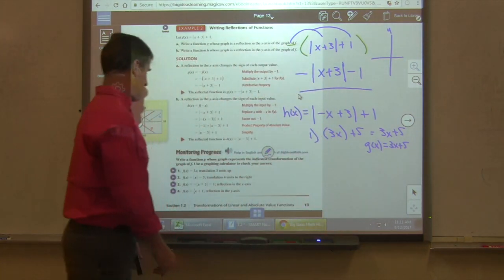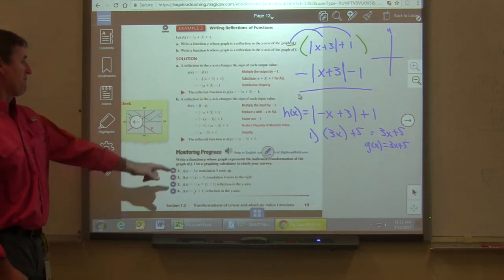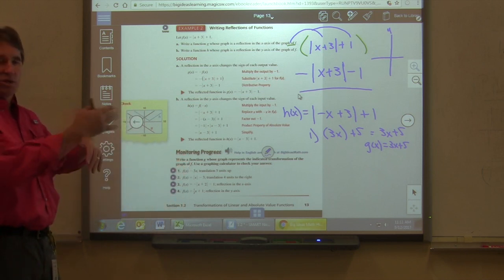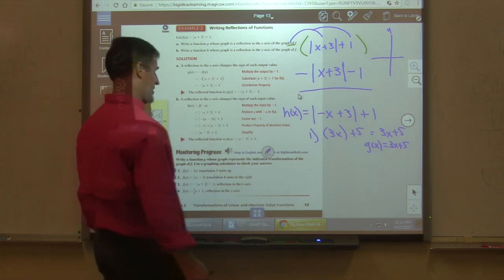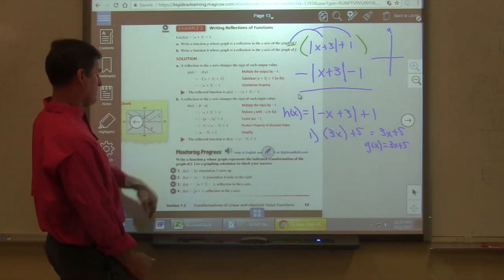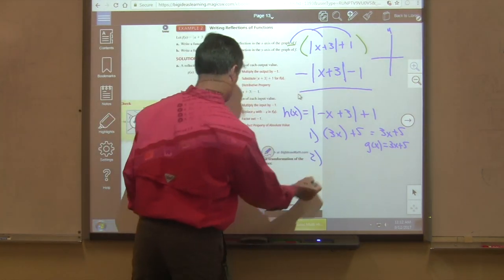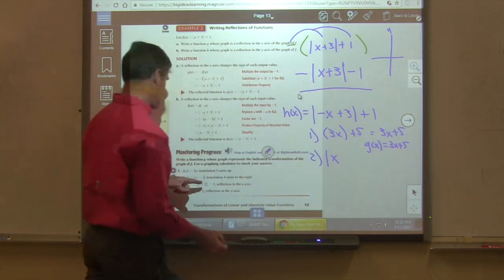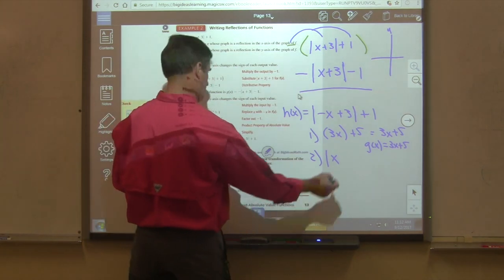Number 2 is a translation 4 units to the right. So to the right, that is horizontal, we do the opposite of what it says. So now we're going to take this, and when we come to x, so number 2, you should have come to x. 4 to the right, we do the opposite of plus 4, which would be minus 4.